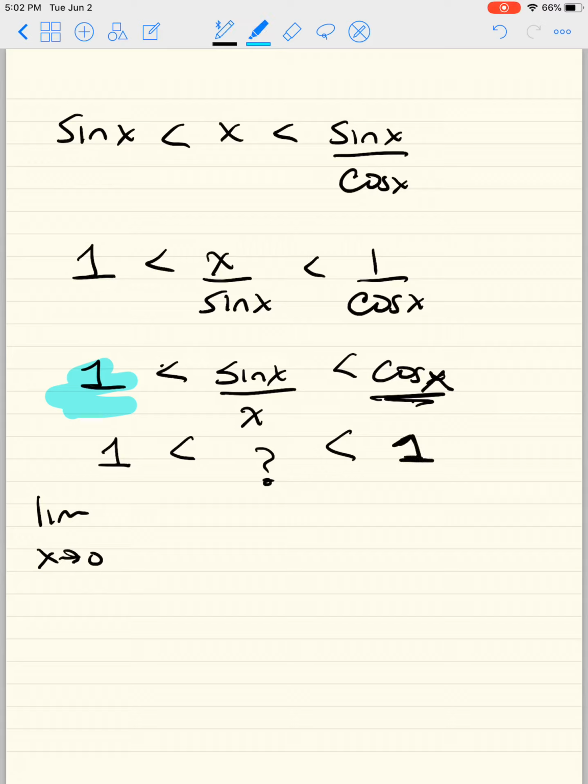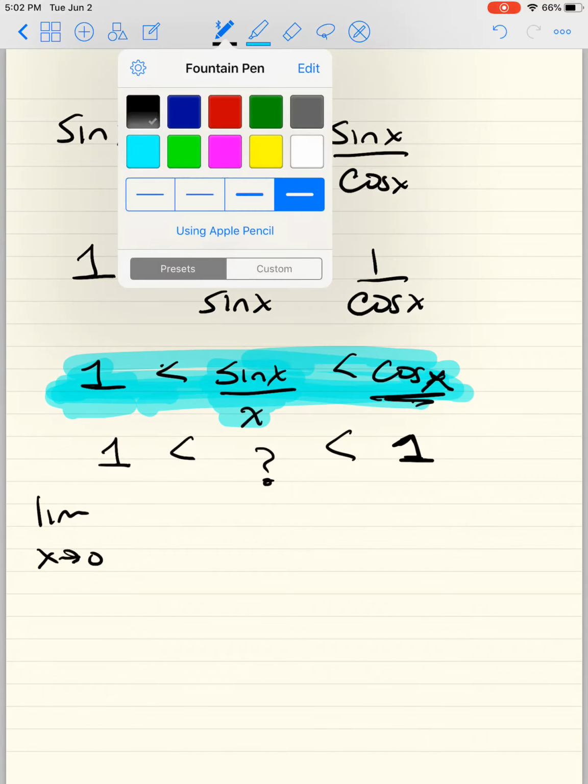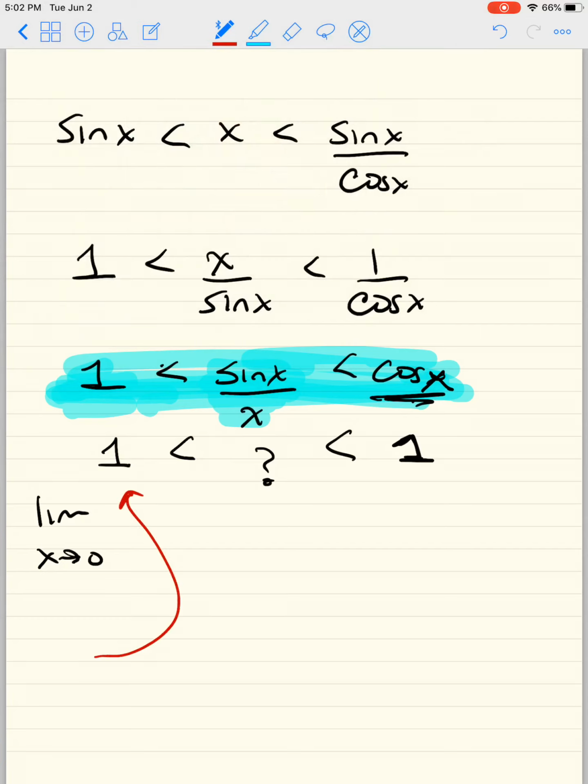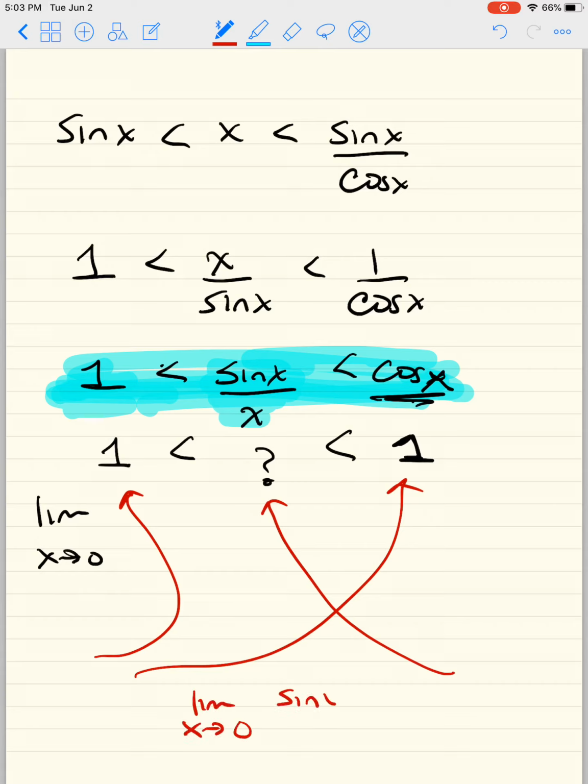What we noticed here in this problem is that sine x over x is right between 1 and cosine x. And basically, if this guy right here goes to 1 and this guy right here goes to 1, then this guy right here gets squeezed into going to 1 as well. So therefore, the limit as x approaches 0 of sine x over x is 1.